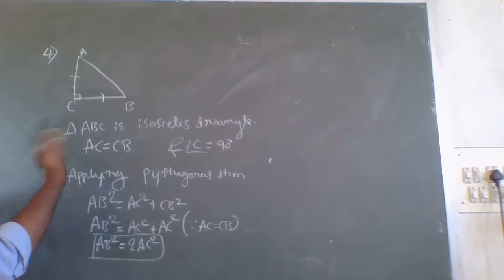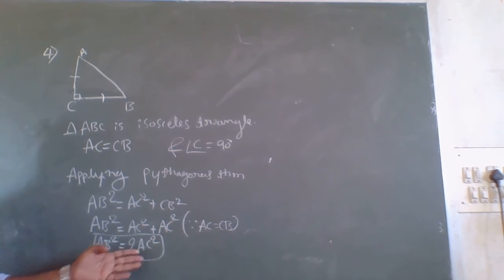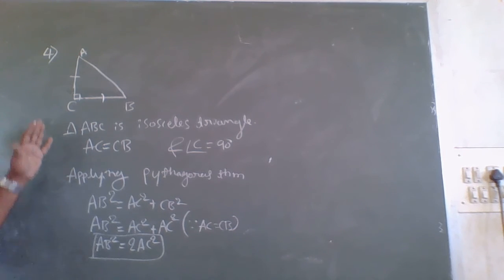So we have to prove ABC is a right angle triangle. In this problem, they are given this is right angle triangle, therefore we have to prove AB square is equal to 2AC square. But in fifth problem, what they have given? Converse of this problem. So means they have given AB square is equal to 2AC square. So we have to prove this is a right angle triangle.